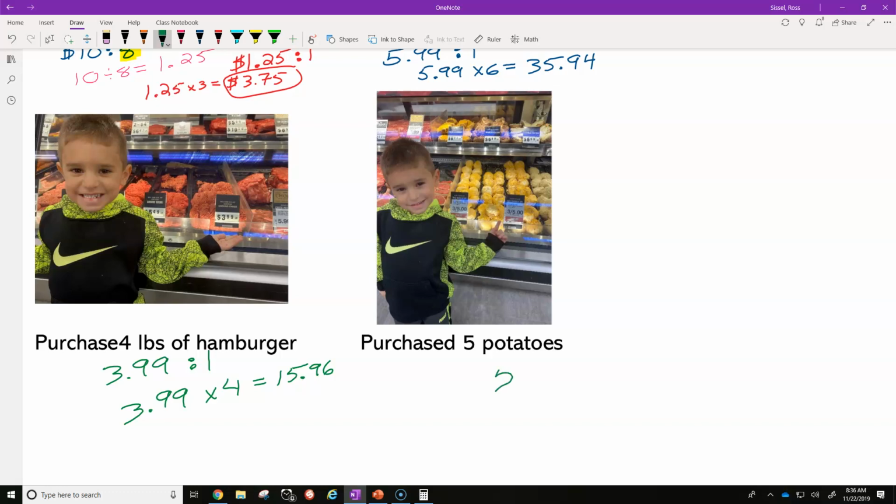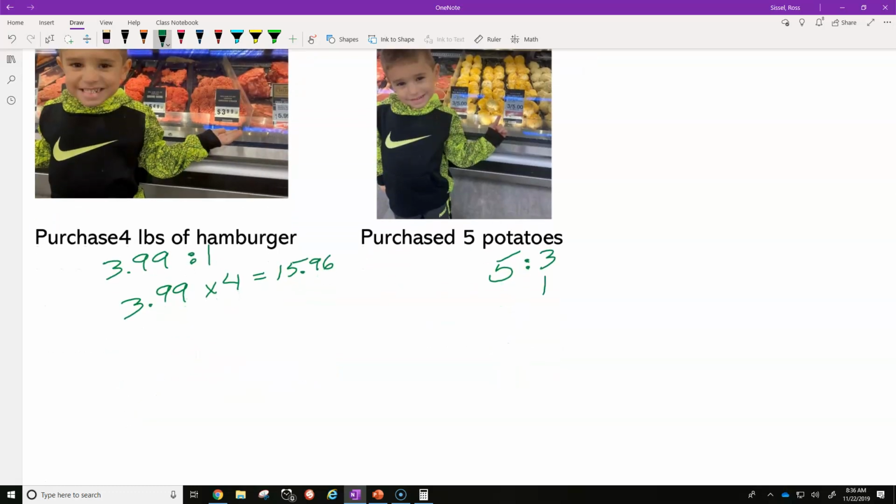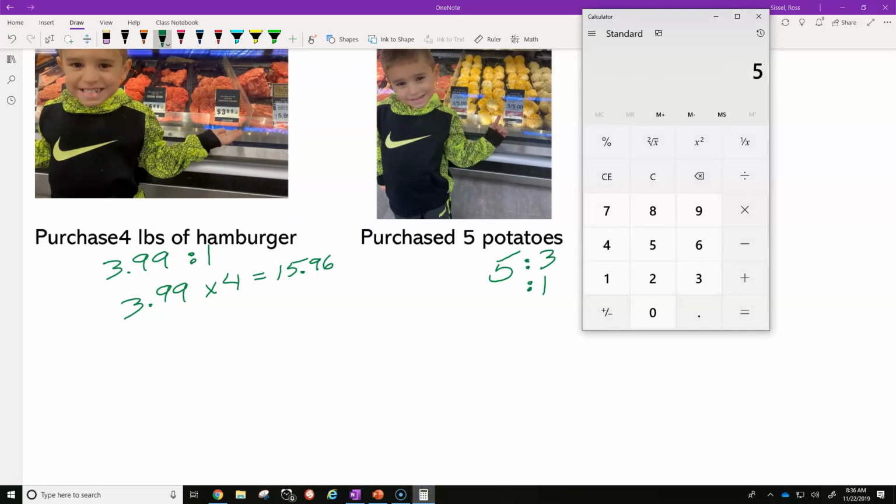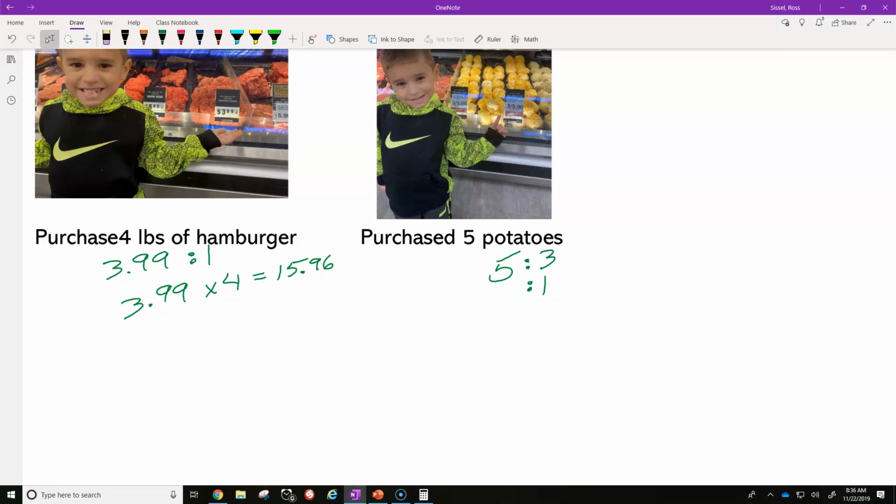And then the last one, twice baked potatoes were 3 for $5. So $5 for 3 potatoes. How do I find the price of 1 potato? To do 3 divided by 3 to get to 1, you would do 5 divided by 3. Awesome. 5 divided by 3, so we'll just round to 1.67.